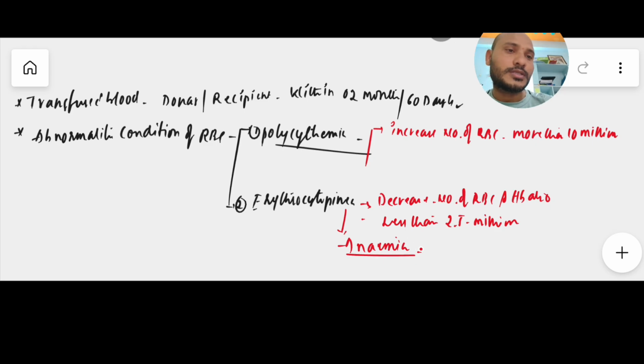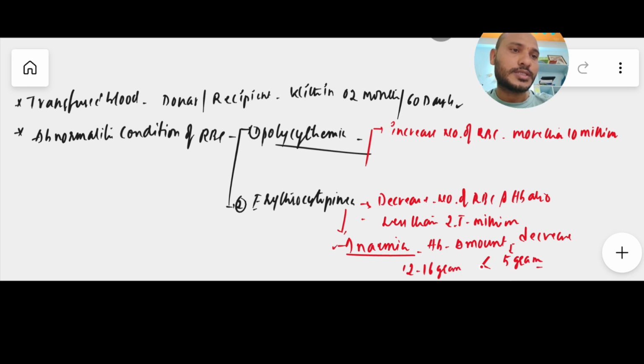In anemia, the hemoglobin amount decreases, that is less than 5 grams. Generally normal hemoglobin is 12 to 16 grams, but in anemia the hemoglobin amount drastically decreases to less than 5 grams. There are different types of anemias.